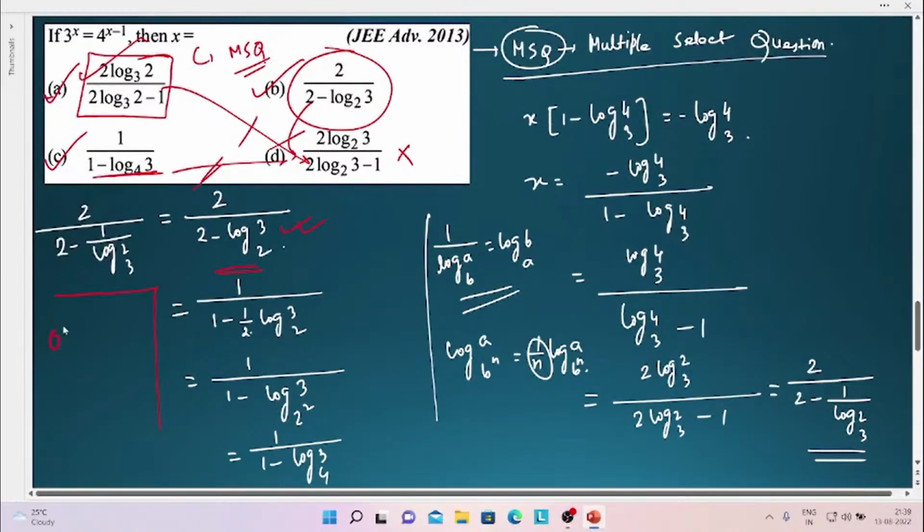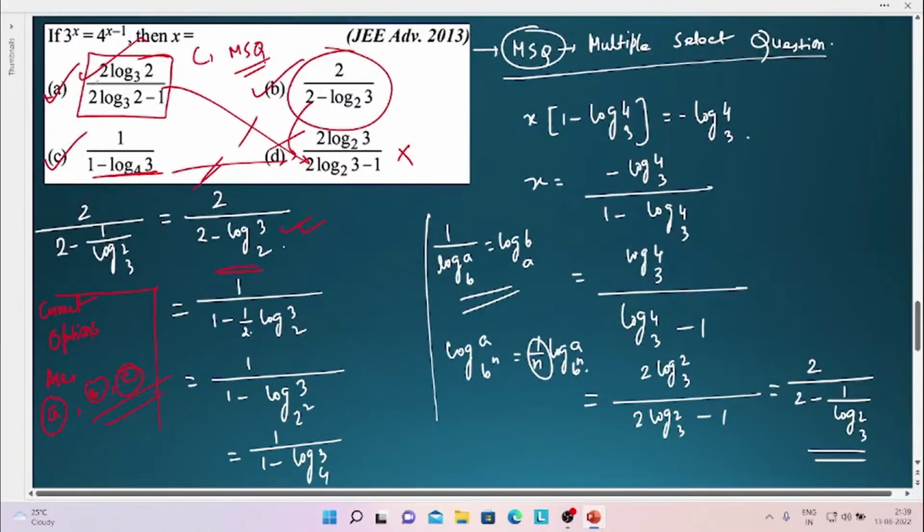So the correct options are A, B, C, right? And option D is not the correct option. D option is not the correct option, right?